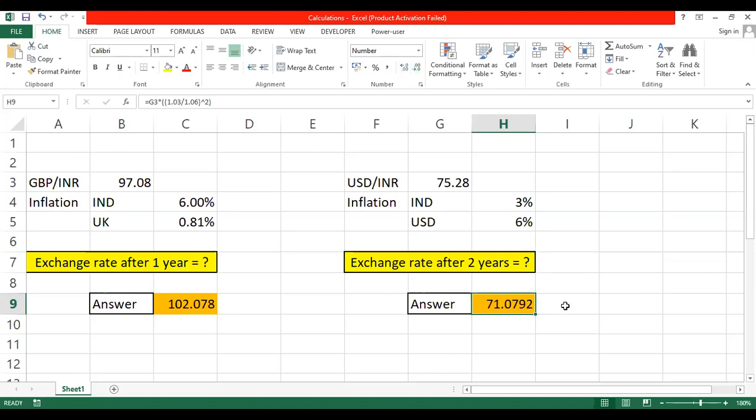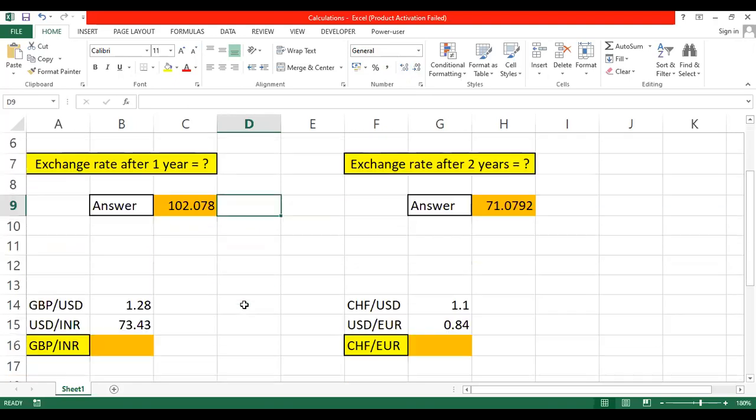Alright, here I took two examples to basically explain that when your inflation rate is less than that of the other country which you are comparing your currency with, your currency is basically appreciating. And if it is vice versa, then your currency is depreciating. Moving on to the next question.